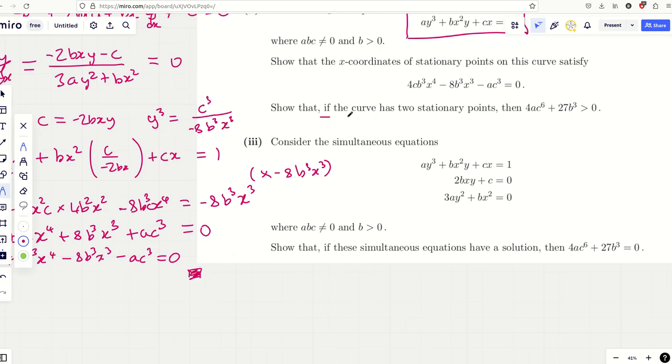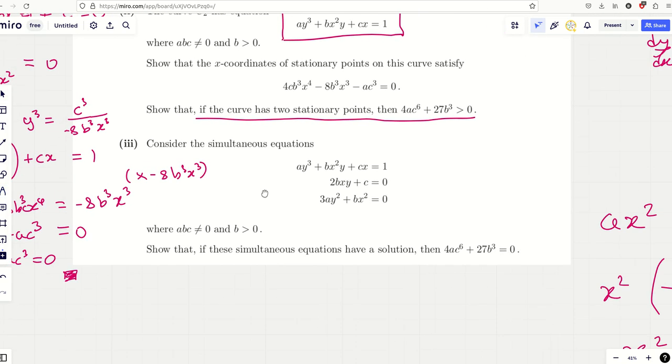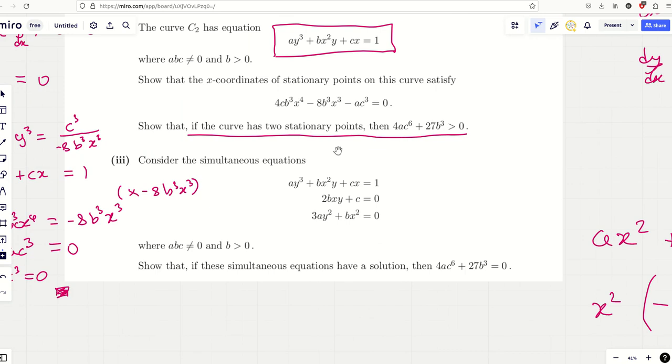Okay, show that if the curve has two stationary points, then this is true. This is difficult. This is where you've got to be prepared. This is one of those things you've got to be prepared to do on step questions. Sometimes really think beyond what you're normally asked to do. Even if it sounds like it's going to be a huge amount of work, well, yeah, that might be what they're asking you to do.